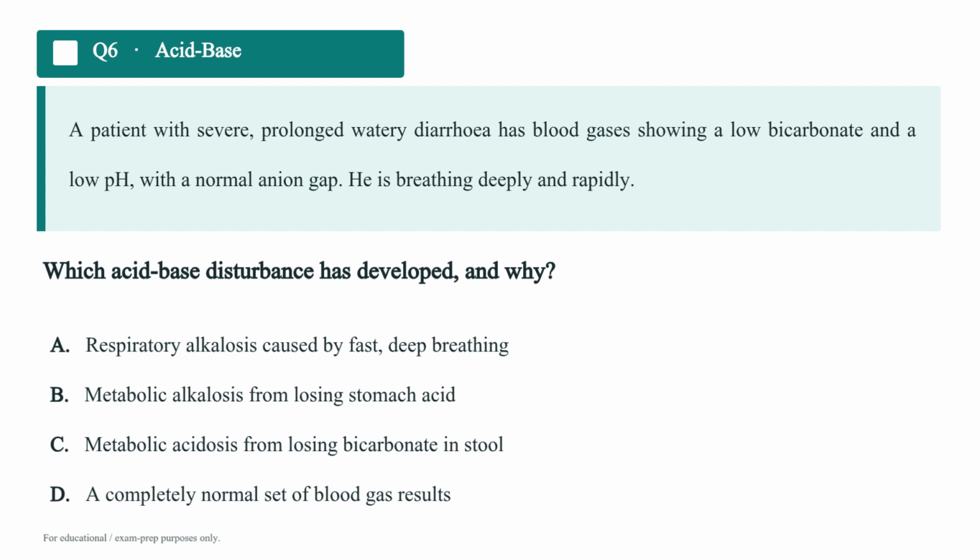Option A, respiratory alkalosis from breathing too fast. Option B, metabolic alkalosis from losing stomach acid. Option C, metabolic acidosis from losing bicarbonate in stool. Option D, a completely normal set of blood gas results. Pause here and choose your answer.